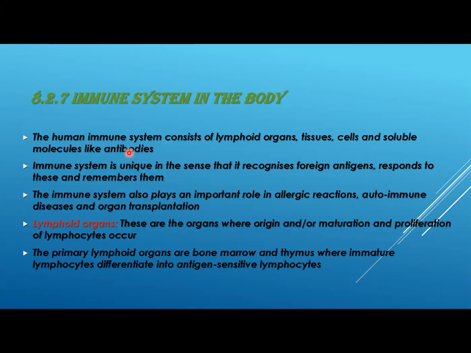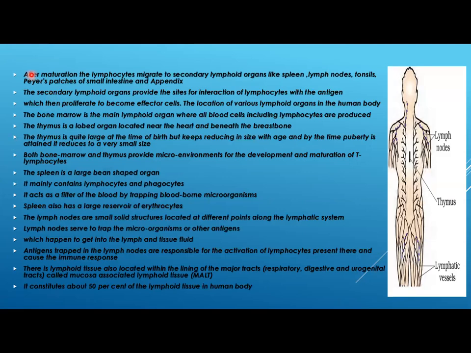Lymphoid organs: these are the organs where origin and or maturation and proliferation of lymphocytes occur. The primary lymphoid organs are bone marrow and thymus, where immature lymphocytes differentiate into antigen sensitive lymphocytes. After maturation, the lymphocytes migrate to secondary lymphoid organs like spleen, lymph nodes, tonsils, Peyer's patches of small intestine, and appendix. The secondary lymphoid organs provide the sites for interaction of lymphocytes with the antigen, which then proliferate to become effector cells.